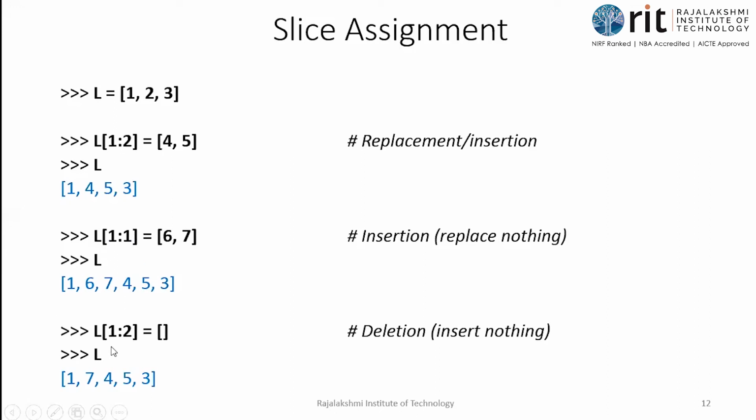Okay, the last one is L of 1 colon 2. The recent value in memory is 1, 6, 7, 4, 5, 3. These are the values inside the list. With 1 colon 2, focus from 1 and end at 2 minus 1, which is 1. So at that index there is 6. Instead of 6, replace that with empty space. So we only delete. These are the examples for replacement, insertion, replacing nothing, and then deletion, inserting nothing.